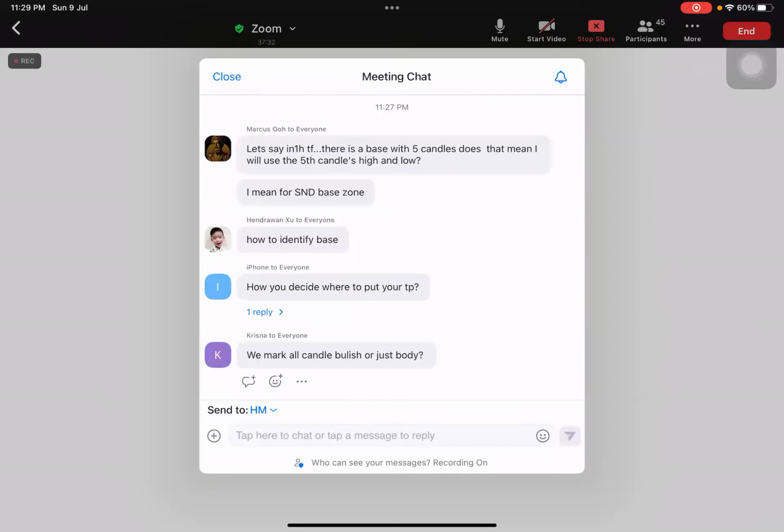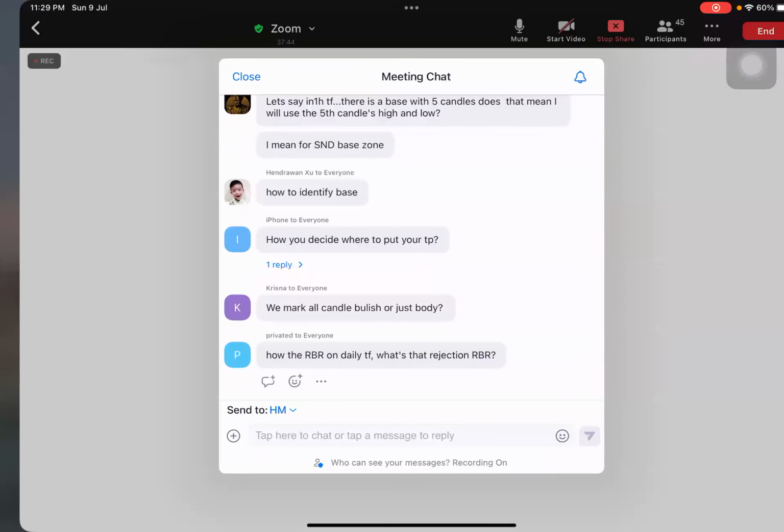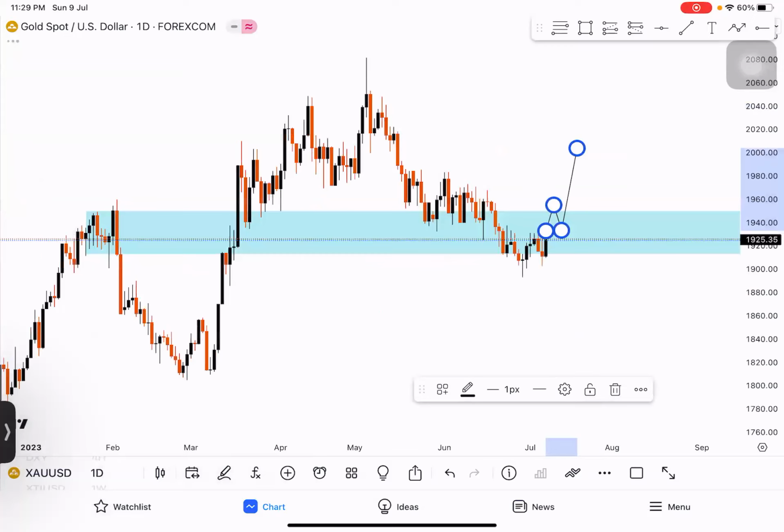How do you decide where to put your TPs based on the structures? How about the RBR on the daily time frame? Okay, on the daily time frame, yeah. For me, I only mark on the weekly time frame for now. If the daily time frame has reactions that are making a new RBR, which for example is making something like this.